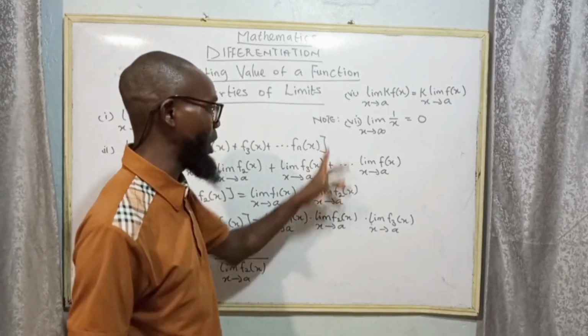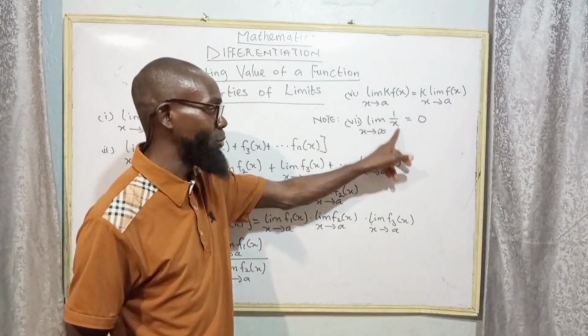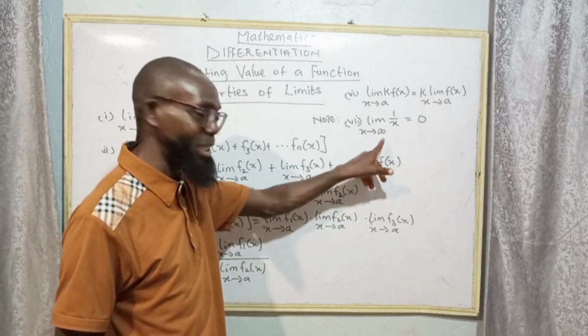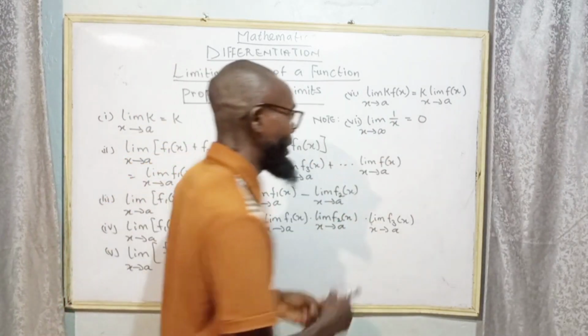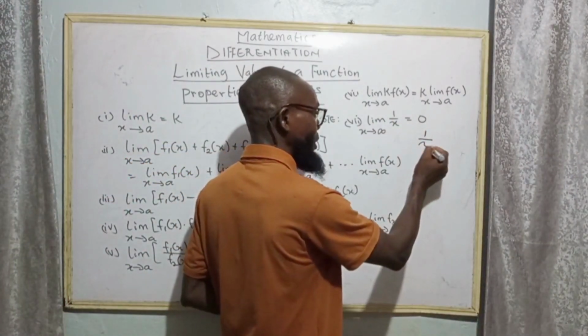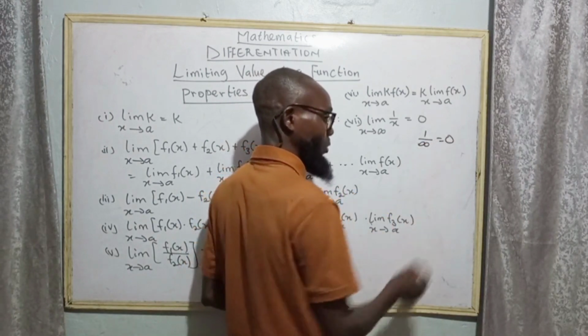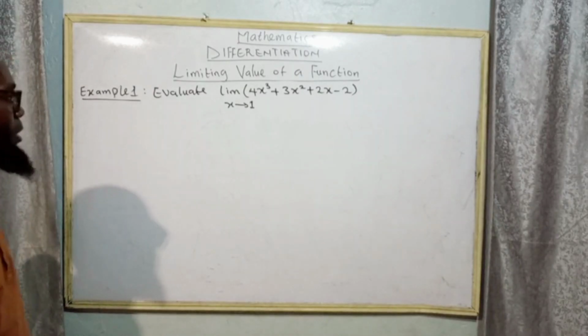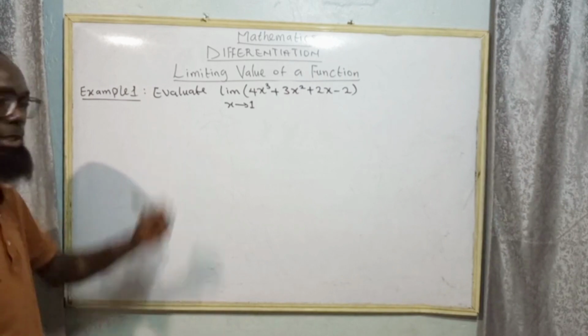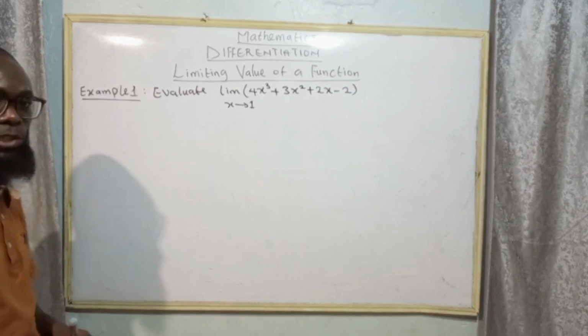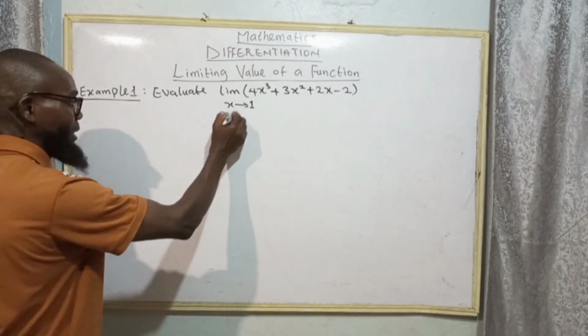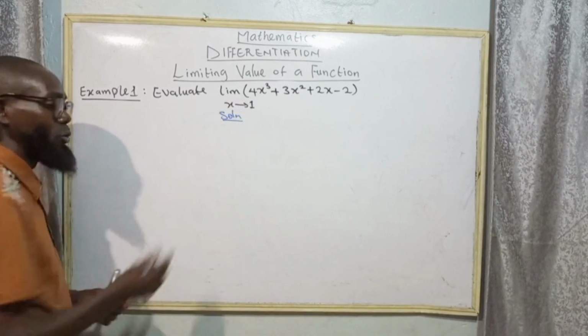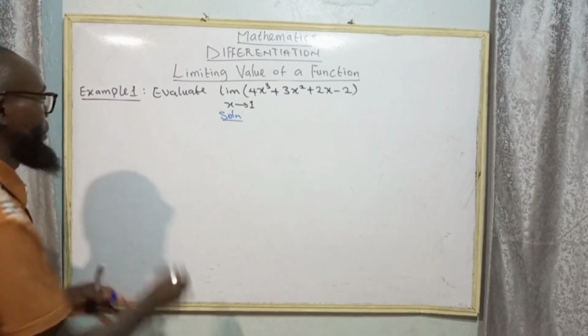Now, on this number 7, we have to note that limit of 1 over x as x approaches infinity is going to give us 0. Meaning, 1 divided by infinity will be equal to 0. Example 1. Evaluate these limits as x approaches 1. That is, anywhere we see x, we are going to introduce 1.